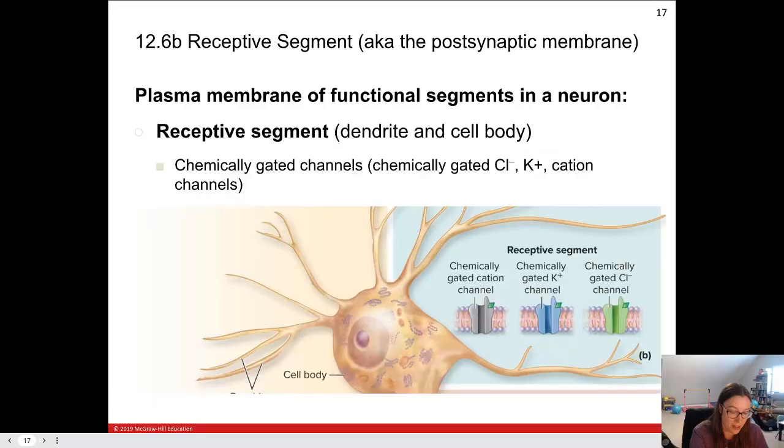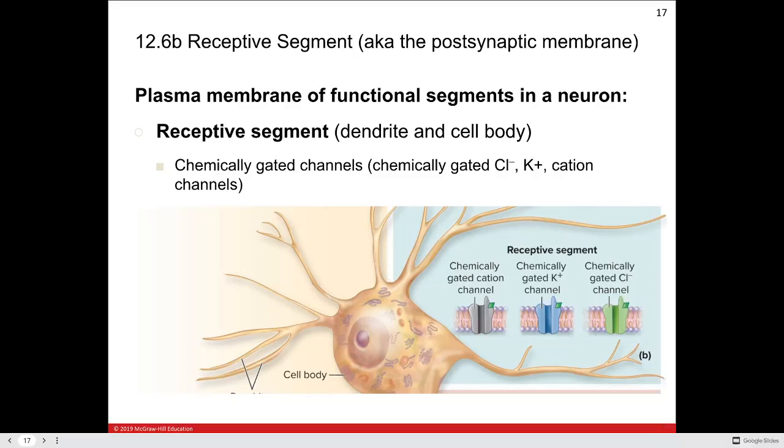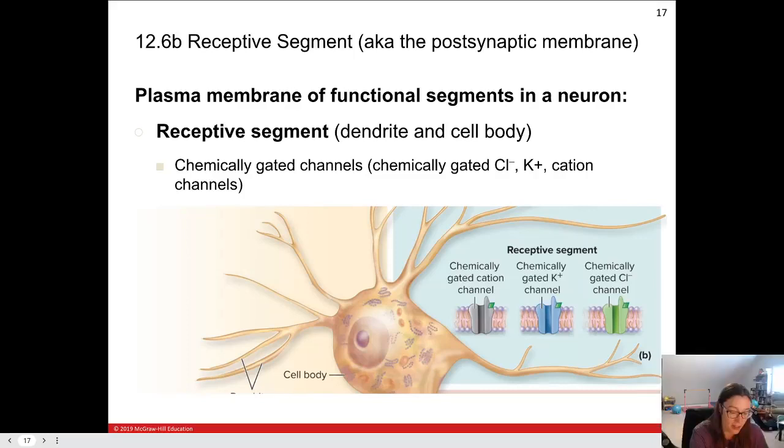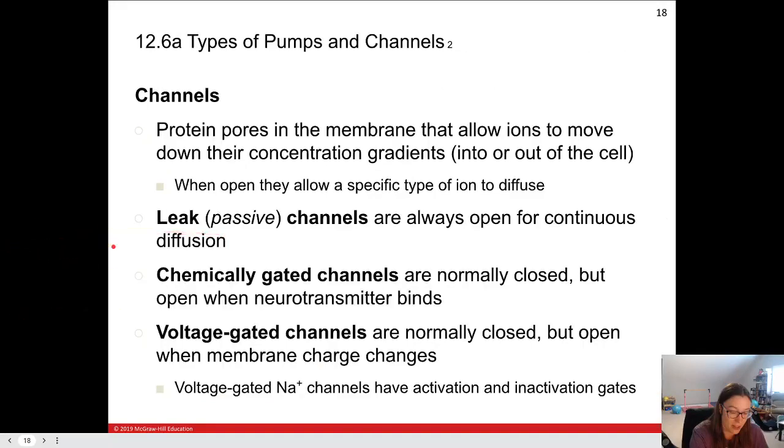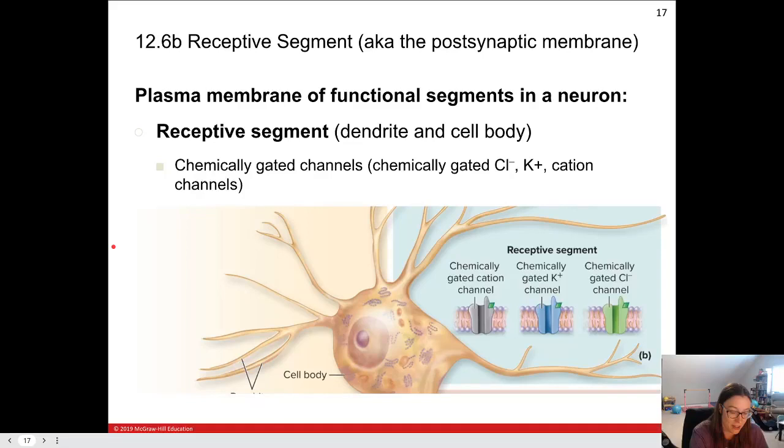All right, so now we're going to talk a little bit about the different segments of the neuron. There are 4 different functional segments of the neuron, and we're going to go in order. The first one is the receptive segment, and that's going to be the cell body or the soma and the dendrites.